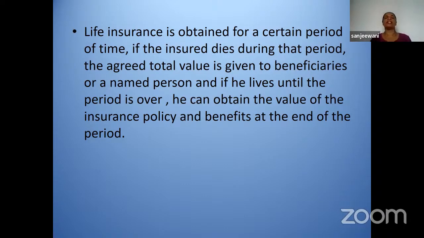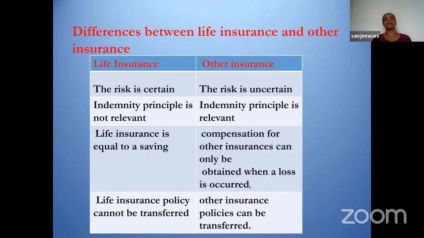Then we'll see the differences between life insurance and ordinary insurance, or general insurance. Now, in life insurance the risk is certain. You know definitely that we will die. So life is certain, the risk is certain. But in other insurance the risk is uncertain. You don't know. Today you may face an accident, but tomorrow no. Under life insurance, the indemnity principle is not relevant. Indemnity means you can't get a profit over it, so that principle doesn't come to life insurance. But in general insurance, that principle applies.